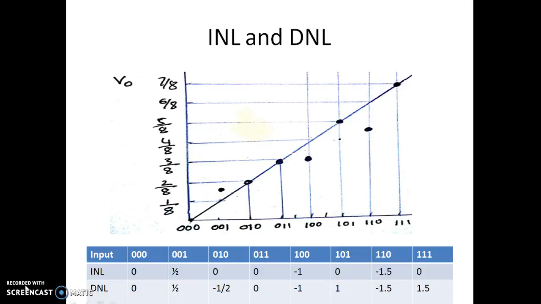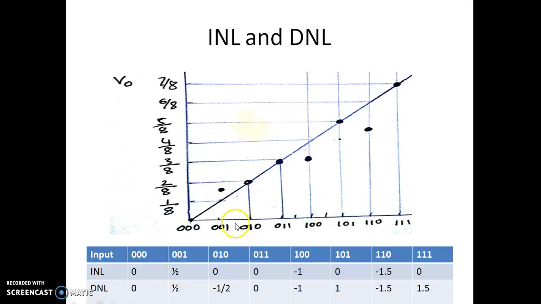So we have a graph indicating how the output voltage is changing. For 000 input, the output voltage is 0, so that's why INL is 0. For 001, the output voltage was supposed to be 1 by 8. We are getting slightly more than that, so it is half LSB more, so that's why it is half INL.